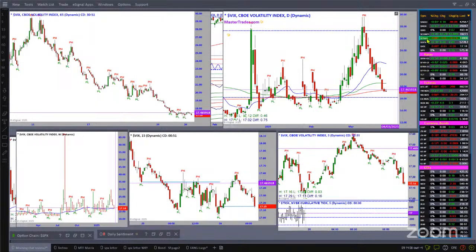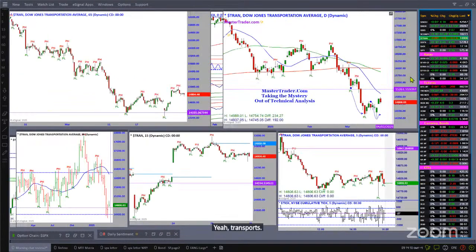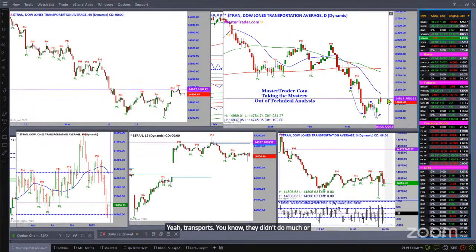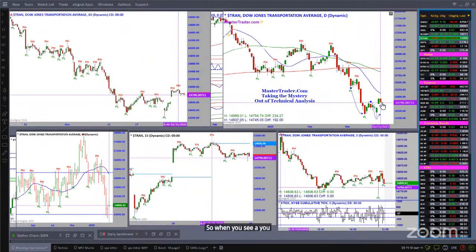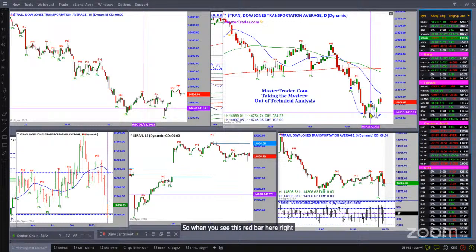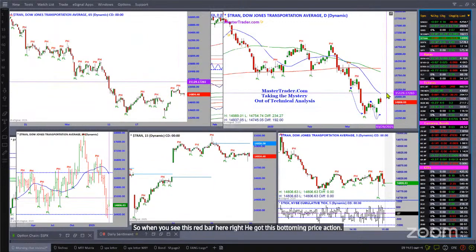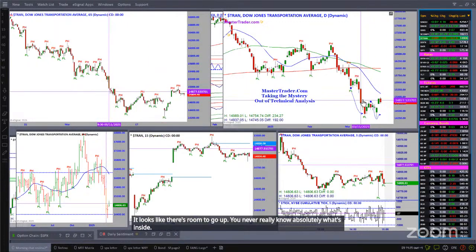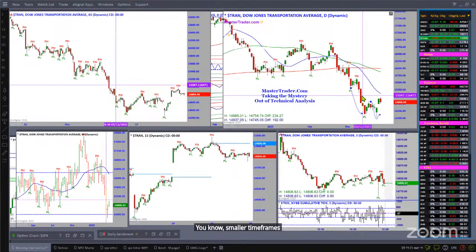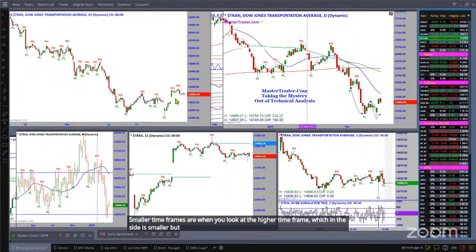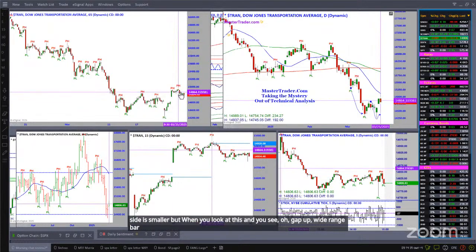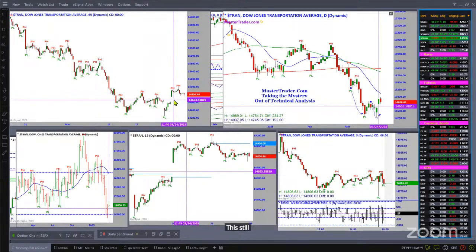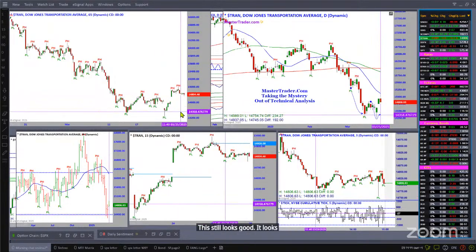Yeah. Transports, they didn't do much or anything yesterday, moved up a little bit and just marked time. So when you see this red bar here, right? You got this bottoming price action. It looks like there's room to go up. You never really know absolutely what's inside smaller time frames, or when you look at the higher time frame, what's inside the smaller. But when you look at this and you say, oh, gap up, wide range bar, it's consolidating. This still looks good, right? It looks good as long as it doesn't come back down here.